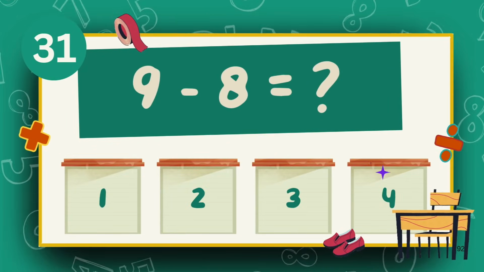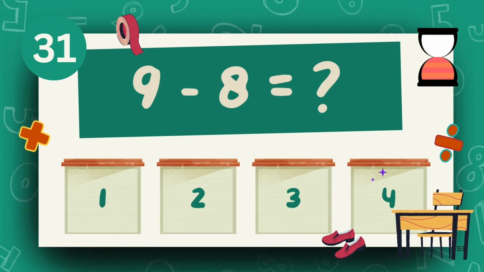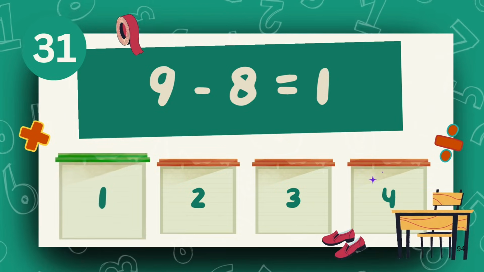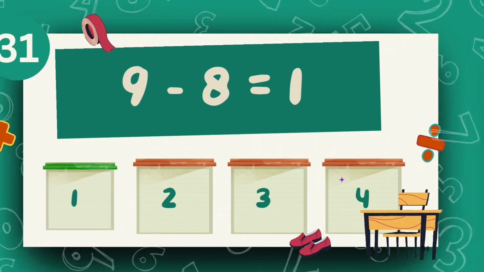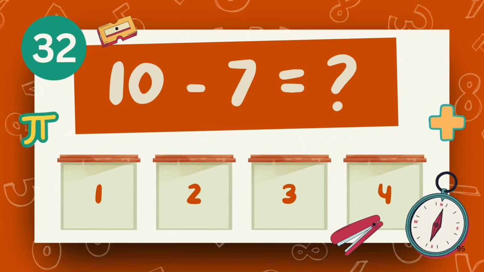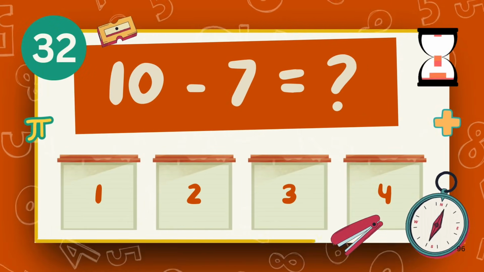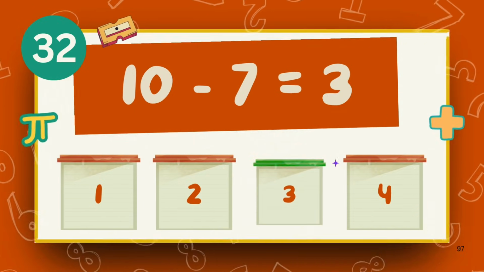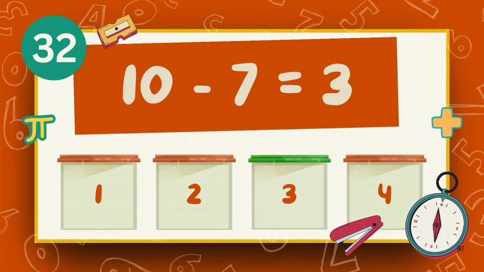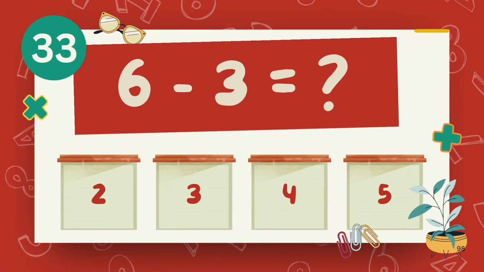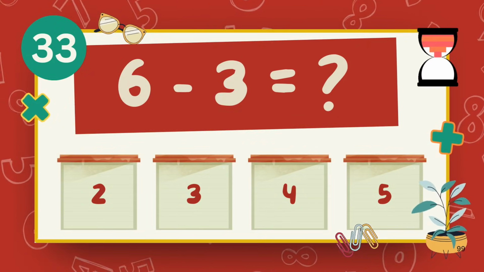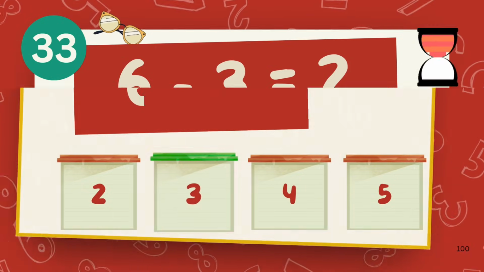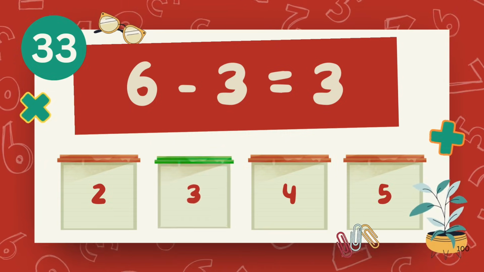What is 9 minus 8? The answer is 1. What is 10 minus 7? The answer is 3. What is 6 minus 3? The answer is 3.